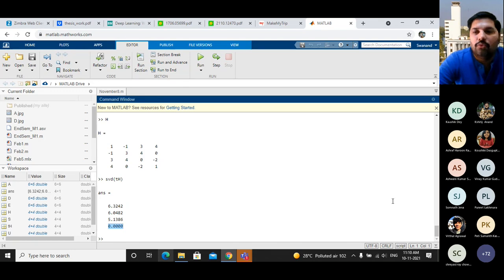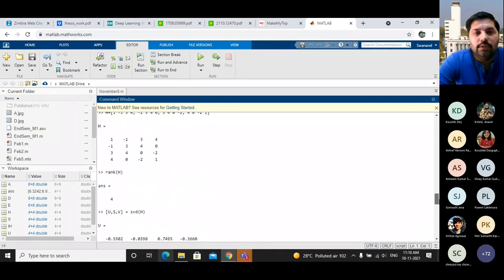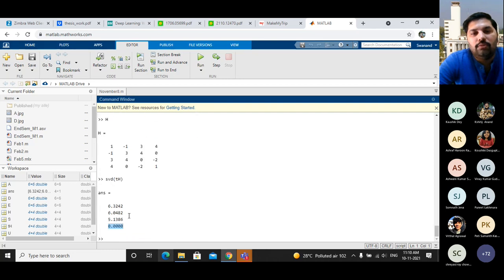Yeah. Okay. These are the singular values. You made the last singular value 0, right? So you have the first 3 singular values preserved, and the last one becomes 0. Is that okay, Kaushik? Yes, sir. Thank you.